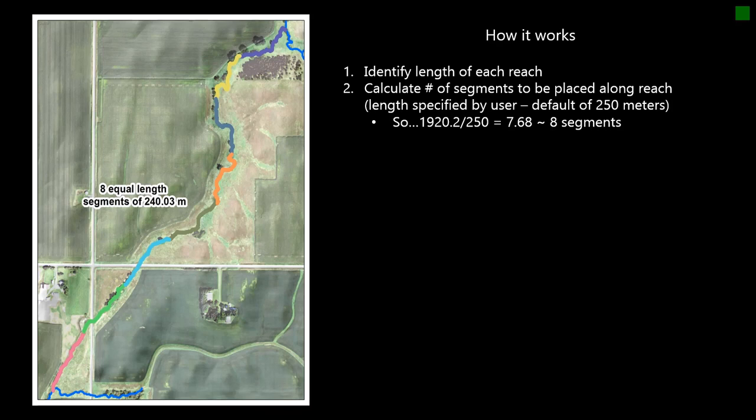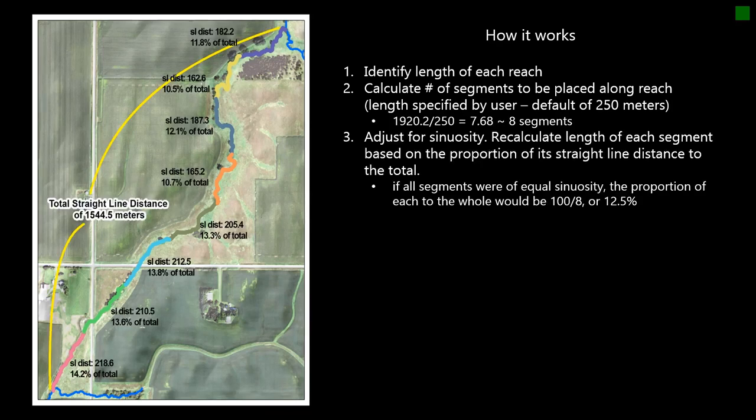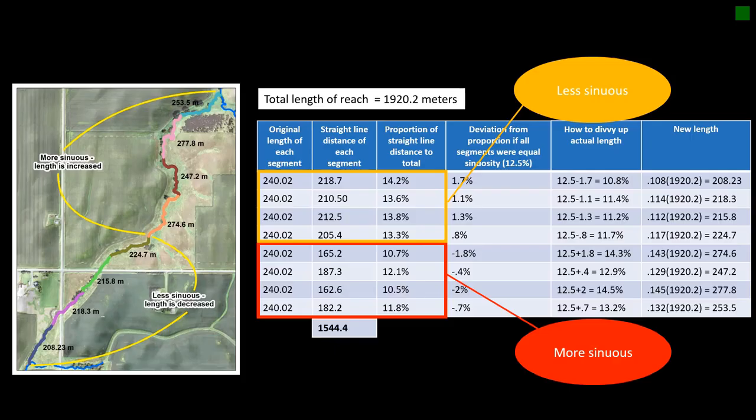240.03 meters. We then do an adjustment for sinuosity. The length of each segment is recalculated based on its proportion of straight line distance to the total. For example, a very sinuous segment will have a smaller proportion of straight line to total length. Let's break this down further. First, we determine the proportion if all were equal, so that would be 100 divided by the number of segments in the reach. In this case, 100 divided by 8, which is 12.5.